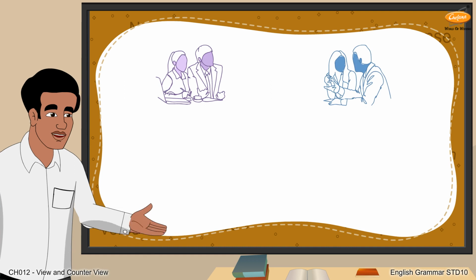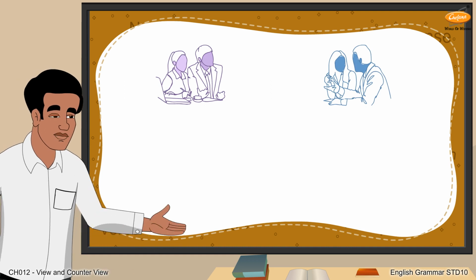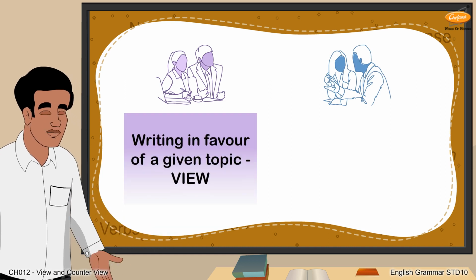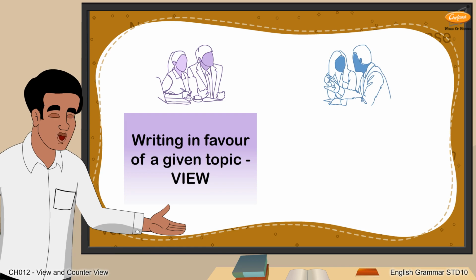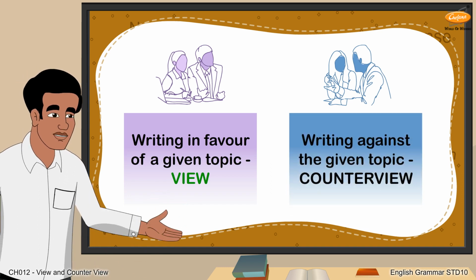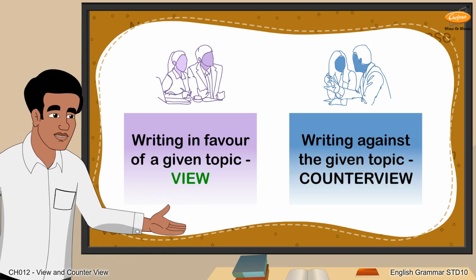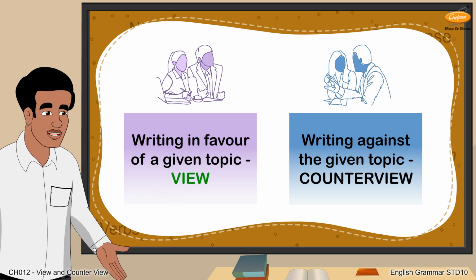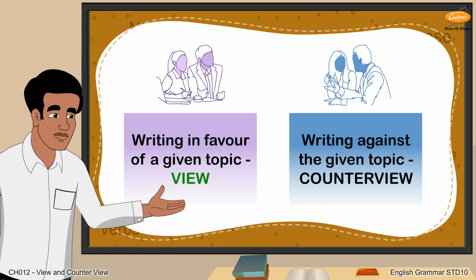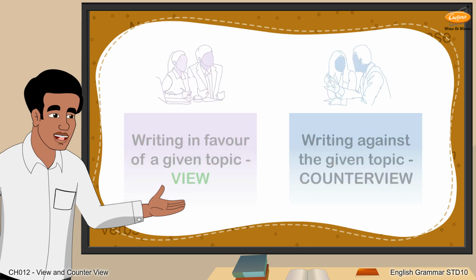When two groups of people debate on a subject, one group bases its arguments in favor of the subject. This is called presenting the views for a given topic. The other team, however, presents counter-arguments against the statement. In other words, they are presenting the counter view.